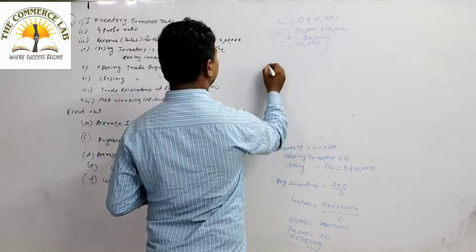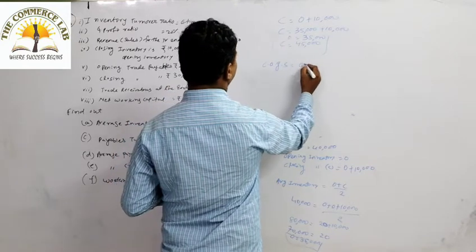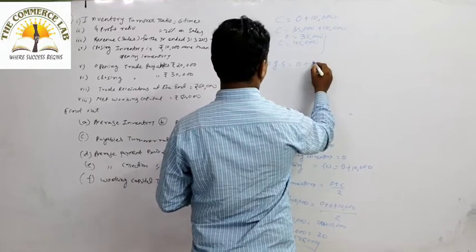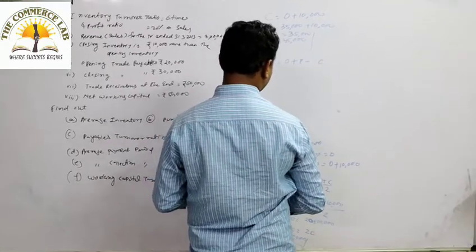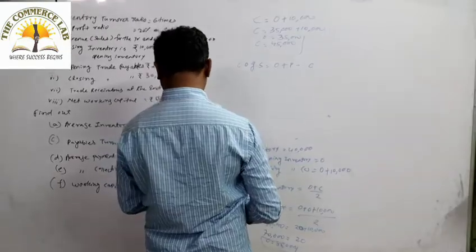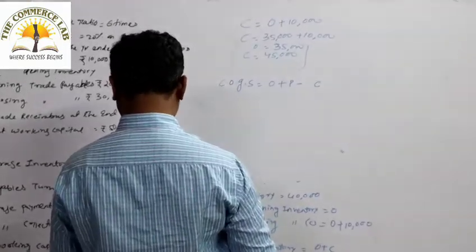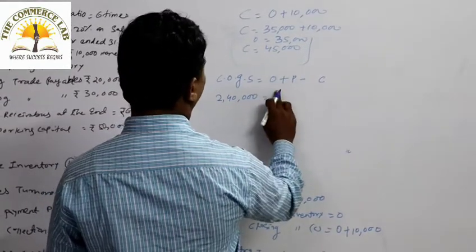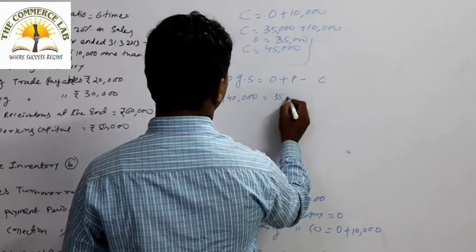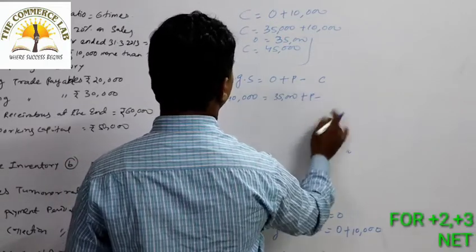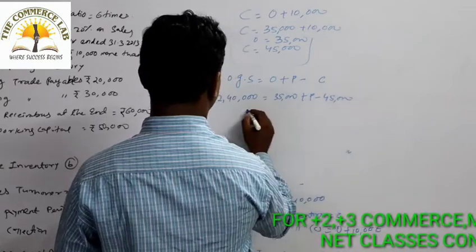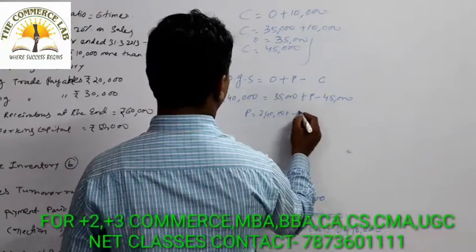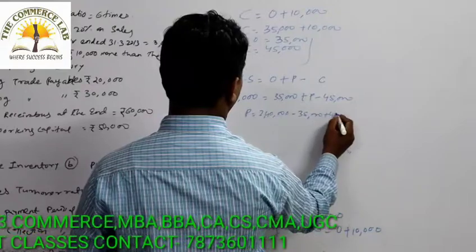Why do we need this here? Because we know cost of goods sold is opening stock plus purchases minus closing stock. Okay, so for this, cost of goods sold we already calculated as 2,40,000. Opening inventory is 35,000. Then purchases we have to find, and closing inventory is 45,000. Then the purchases will be 2,40,000, then 35,000 plus 45,000.